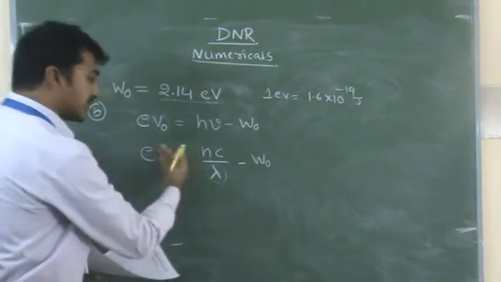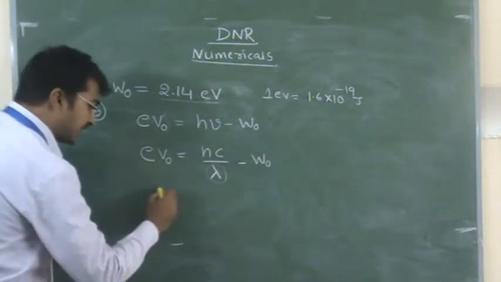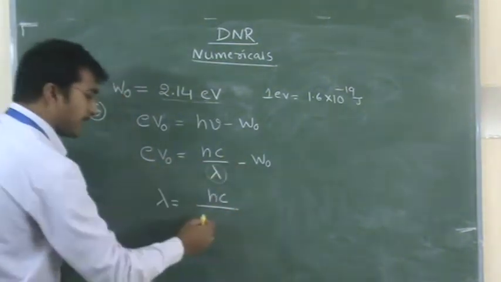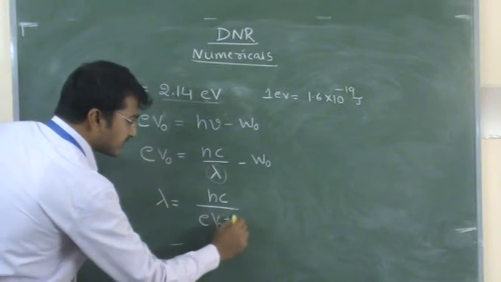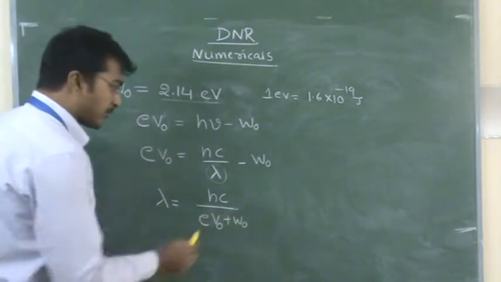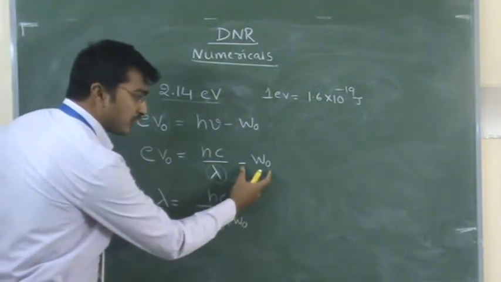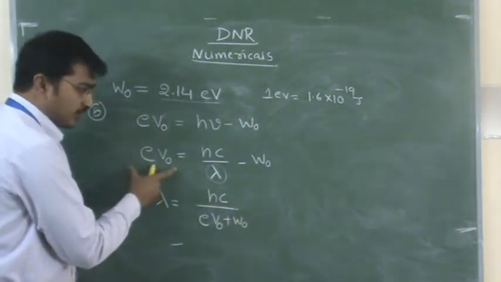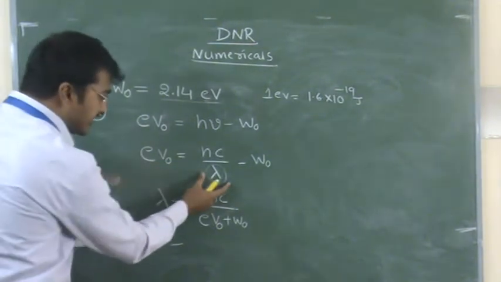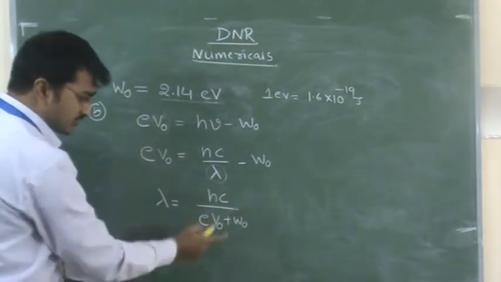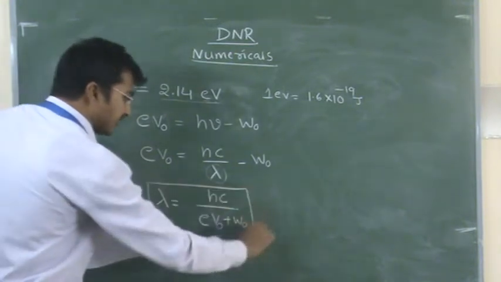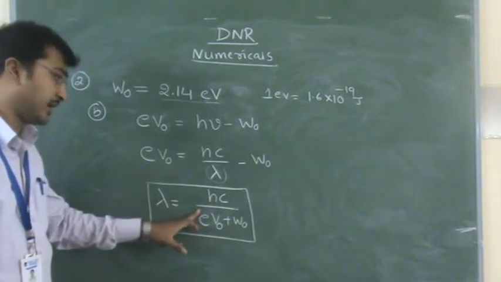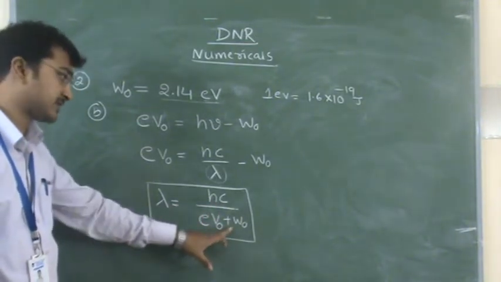Take this W naught to this side, and you get the lambda equation like this: hc divided by eV naught plus W naught. Just remember it. If you take this minus W naught to this side, it becomes eV naught plus W naught. Here lambda is in the denominator, so just interchange this lambda with this value, and you will get this. So this is our equation. Make a note of it: lambda equals hc divided by eV naught plus W naught.